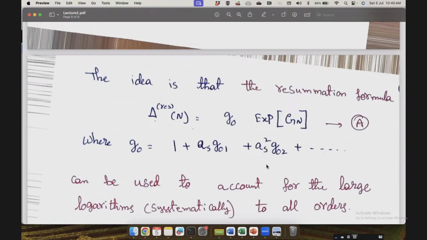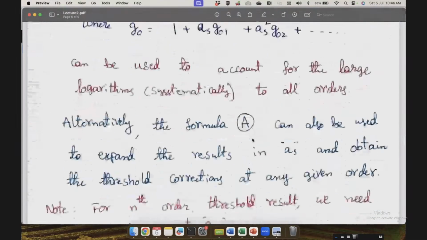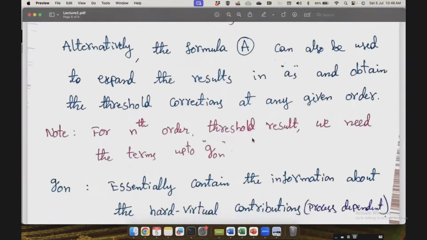If you want to take up to the two loop level result, you keep up to alpha s power 0, alpha s power 1 and alpha s square level and ignore the higher powers in alpha s. That is how you can just use the same formula and expand it to get whatever the known threshold results that we have in the n space.